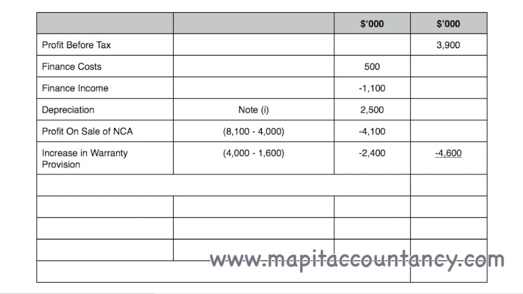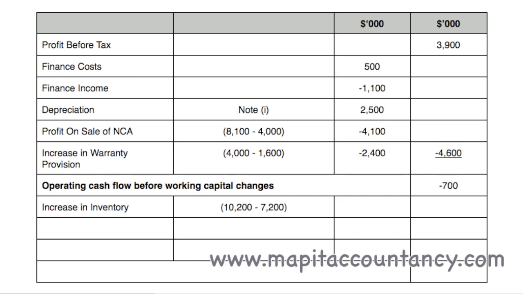So that means that we've got our total of 4,600, which means our operating cash flow before our working capital changes is 700 of a deficit. Looking at our working capital from our balance sheet then, starting with inventory. Inventory has gone up from 7,200 to 10,200. So that's an increase of 3,000. So that means that that's tying up more cash. So that's going to decrease the cash available in the business. Receivables, well, they've decreased. They've gone from 3,700 to 3,500. So that decrease, well, that will free up some cash.